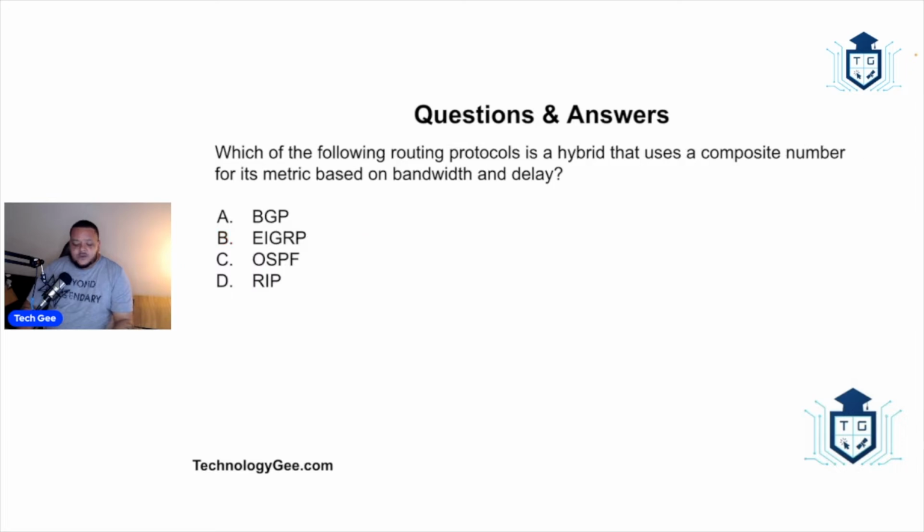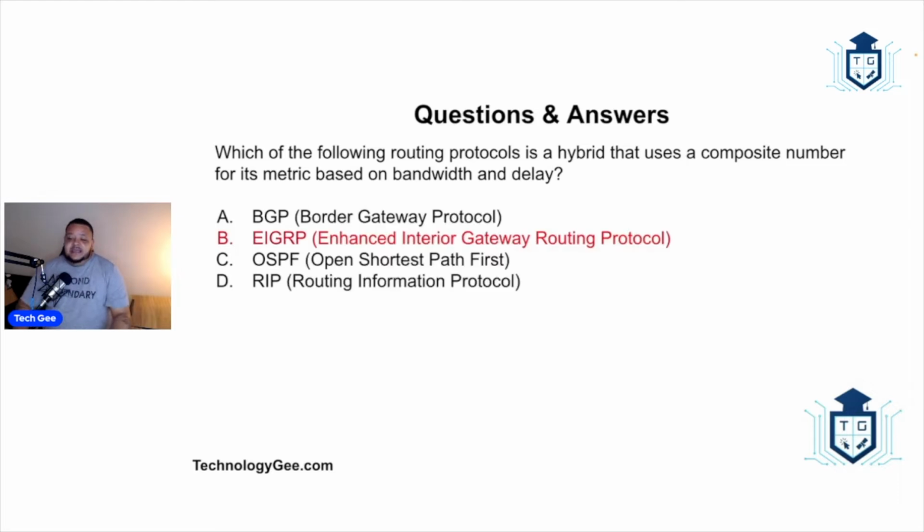Which of the following routing protocols is a hybrid that uses a composite number for its metric based on bandwidth and delay? This will be EIGRP, or Enhanced Interior Gateway Routing Protocol. If you guys are lost or confused about what this is, I highly encourage you to go watch the videos and lessons, because I explain all this stuff in detail so you can really soak it up and understand what's going on here.